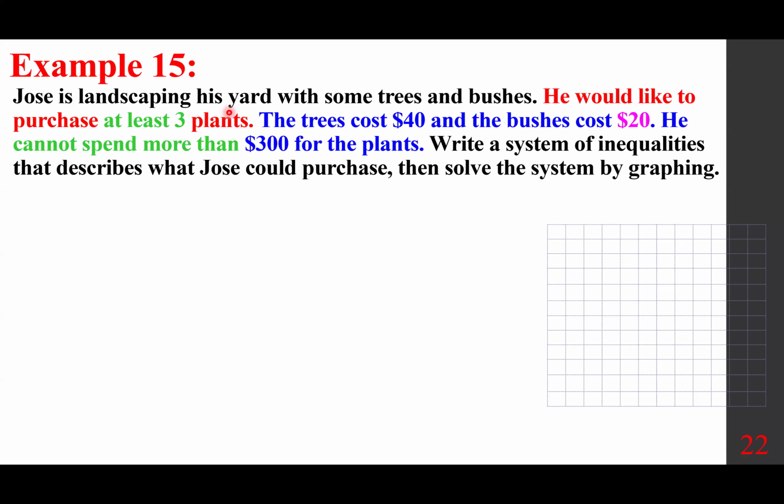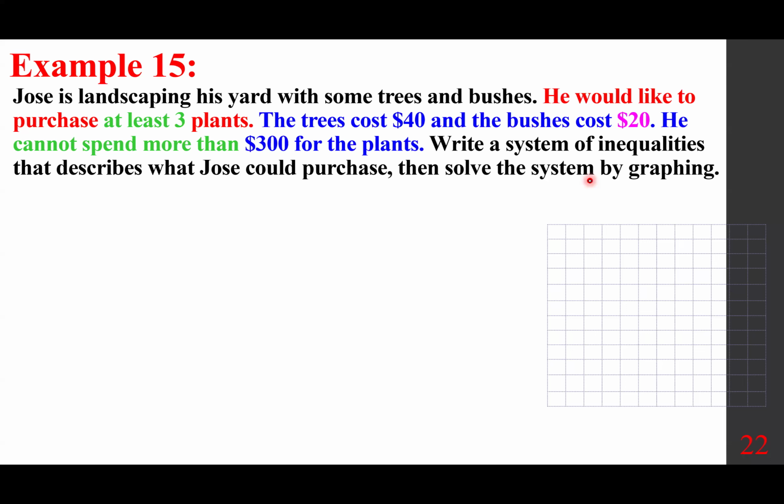Jose is landscaping his yard with some trees and bushes. He would like to purchase at least 3 plants. The trees cost $40 and bushes cost $20. He cannot spend more than $300 for the plants. Write a system of inequalities that describe what Jose could purchase, then solve the system by graphing.